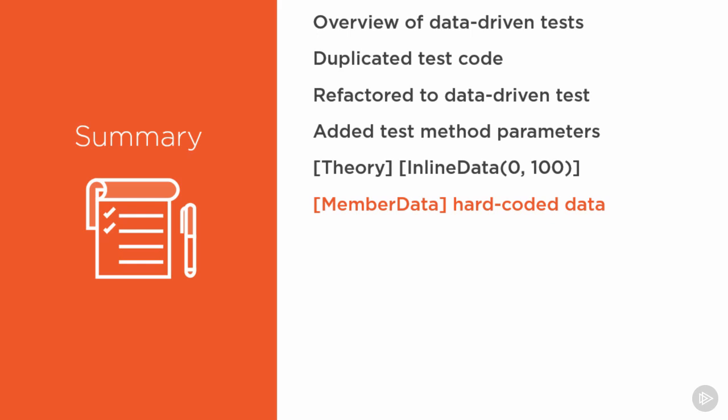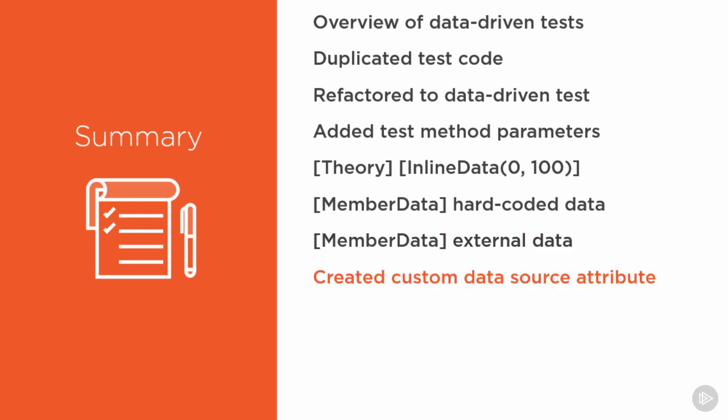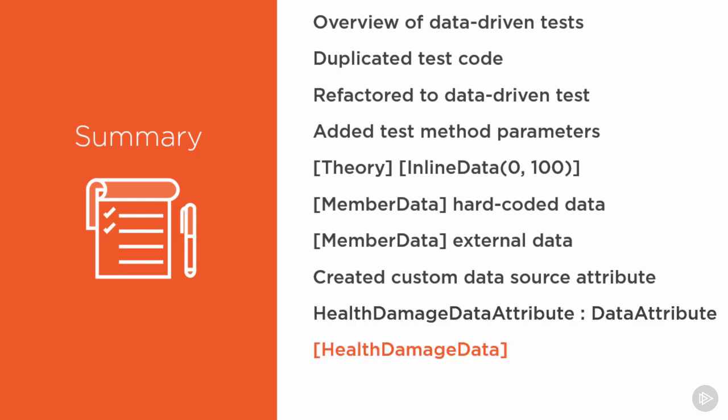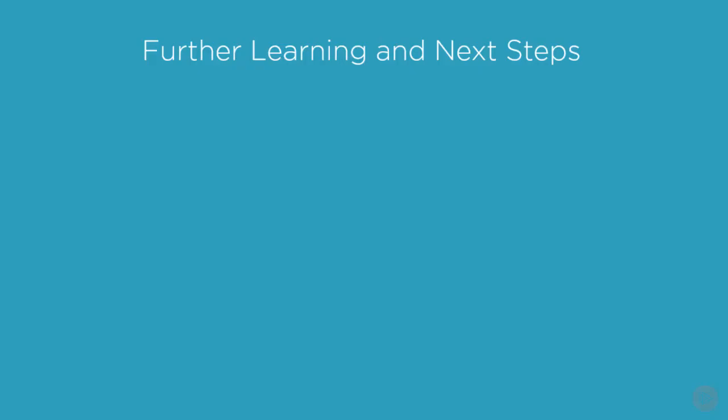We saw that we can return hard-coded data, and also how we can use member data to read test cases from an external source, in our case a CSV file. We then went and created a custom data source attribute. To do this, we inherited from xunit.net's data attribute class, and then we went and applied our custom attribute to our test methods. We learned that when we're using custom attributes, we can supply hard-coded data, and we can also read data from an external source. So that also brings us to the end of this course.